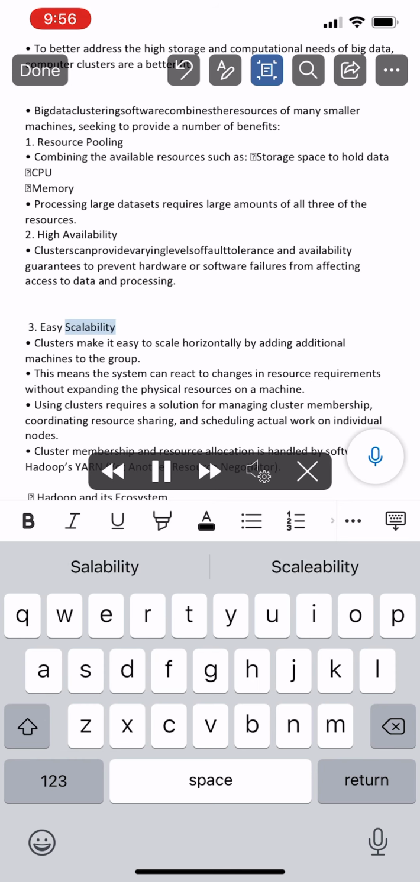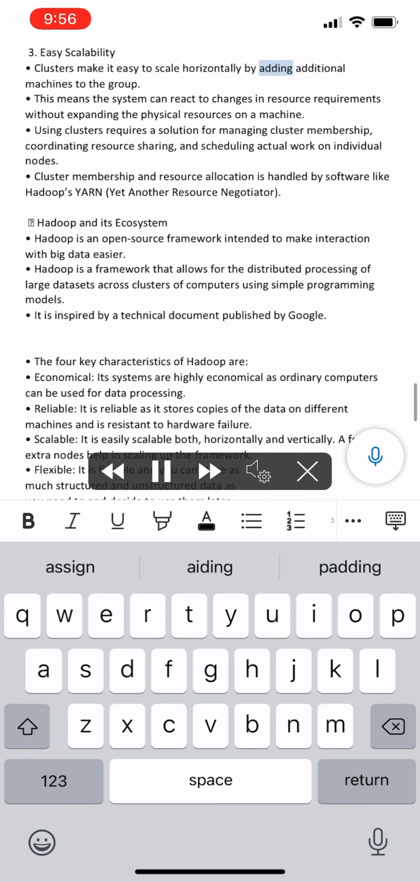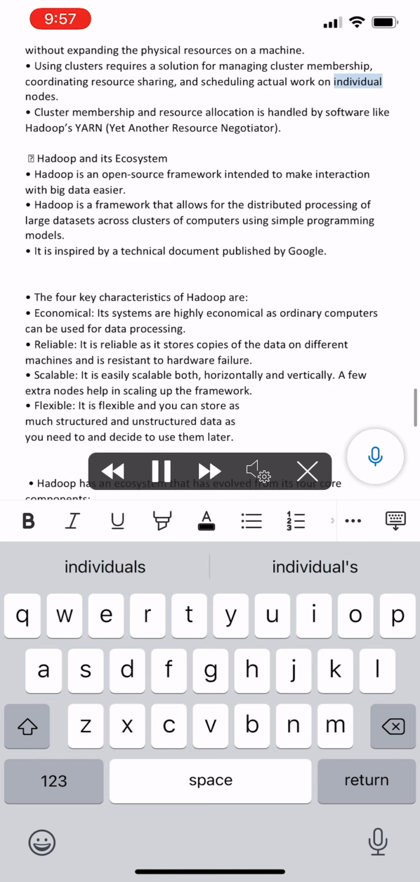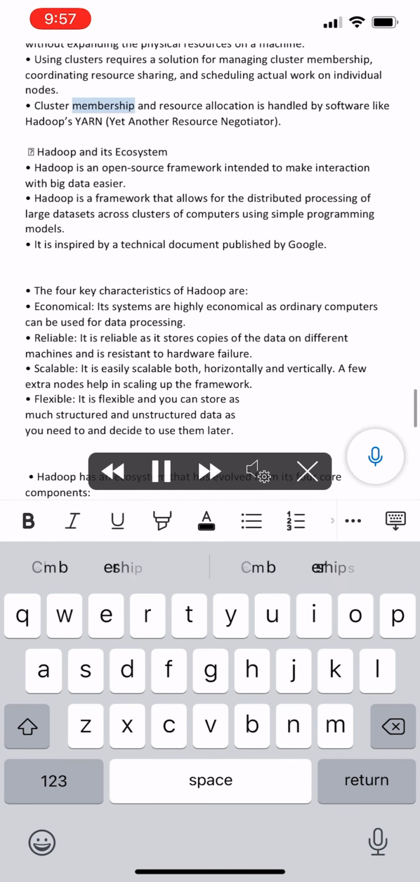3. Easy scalability. Clusters make it easy to scale horizontally by adding additional machines to the group. This means the system can react to changes in resource requirements without expanding the physical resources on a machine. Using clusters requires a solution for managing cluster membership, coordinating resource sharing, and scheduling actual work on individual nodes. Cluster membership and resource allocation is handled by software like Hadoop's YARN, Yet Another Resource Negotiator.